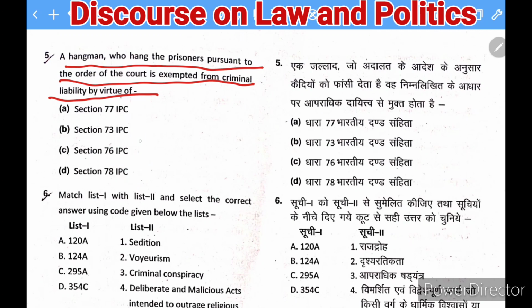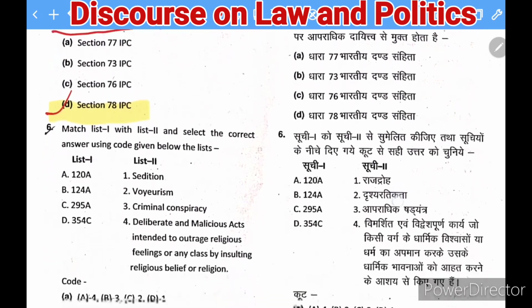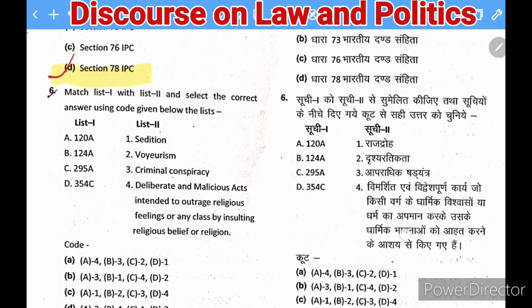Just give your answer if you have the answer to this question. I am waiting for this. Yes, this 78 protects the person who works in consonance with the law. Okay, this is how you can see here.